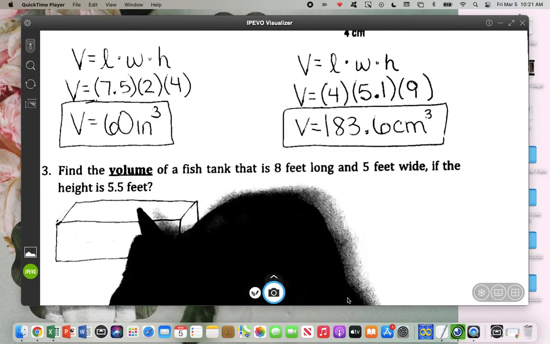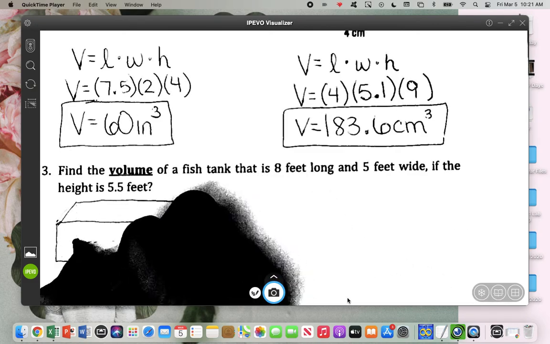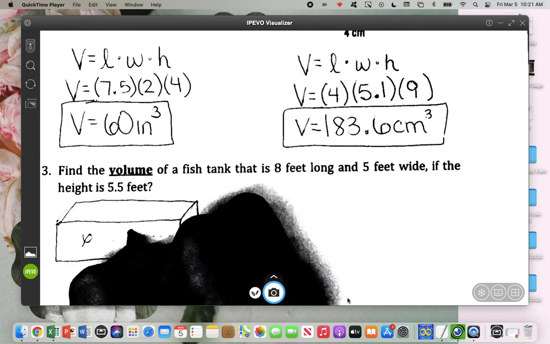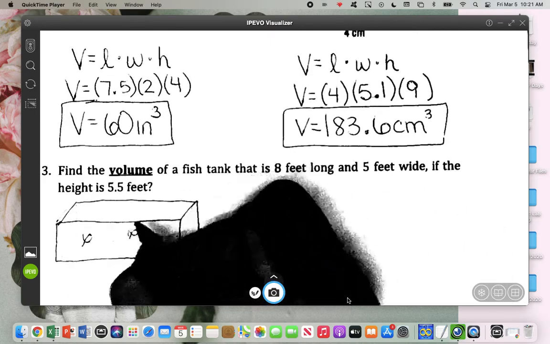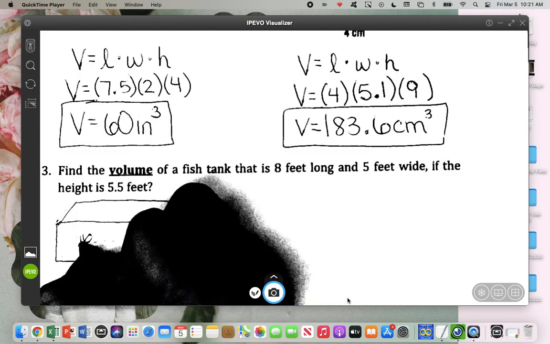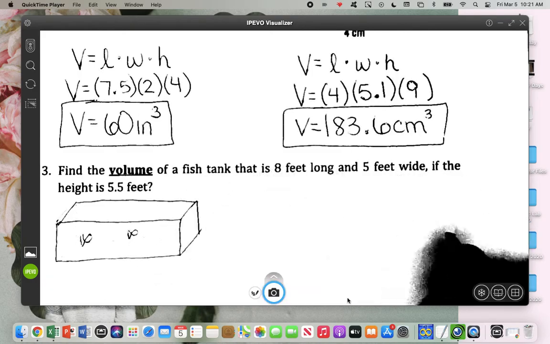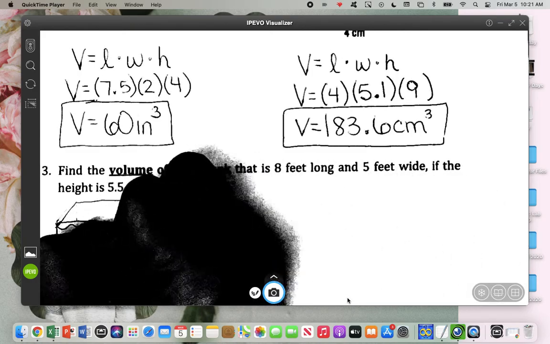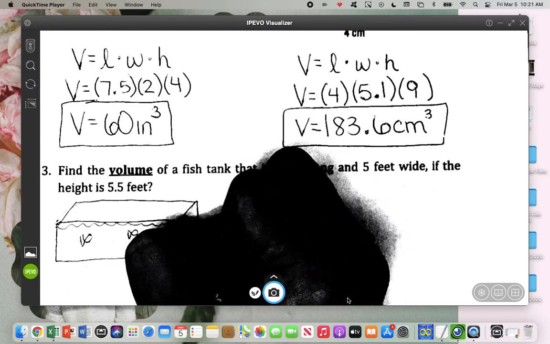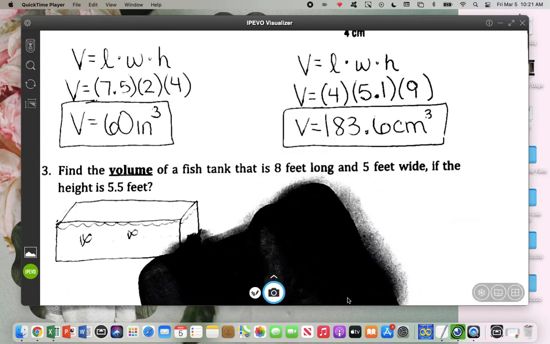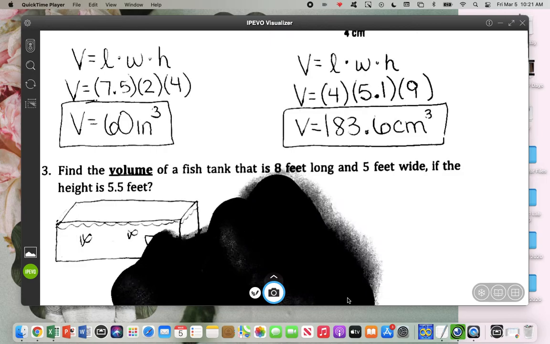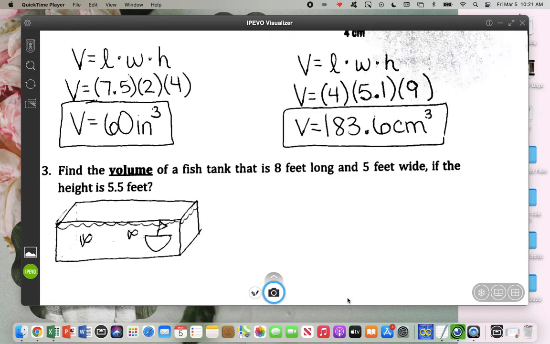All right, so on this one, let's for fun. You guys like my little fish? I can't really draw fish. And we have our little water line. And my fish tank has a little boat.